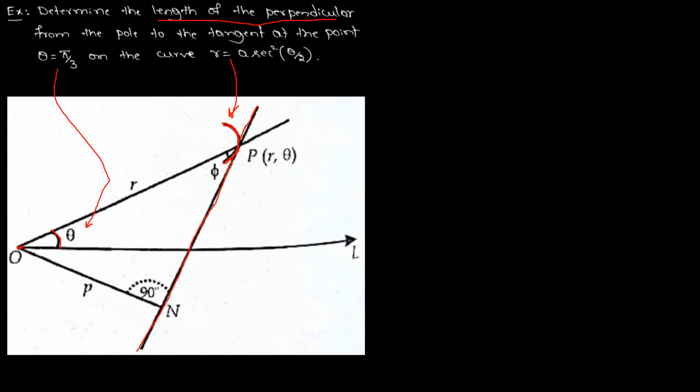This is the pole. Let us draw a perpendicular from this pole to the tangent. Yes, this is a perpendicular drawn from the pole to this tangent. Our aim in this problem is finding the length of that perpendicular, that is the P of this perpendicular. Let us see the solution, how to find the value of P.